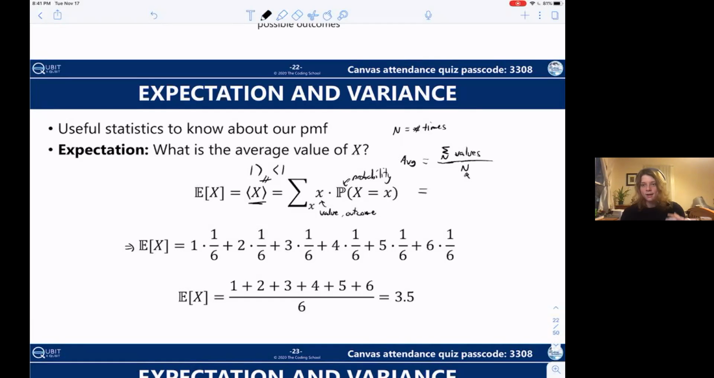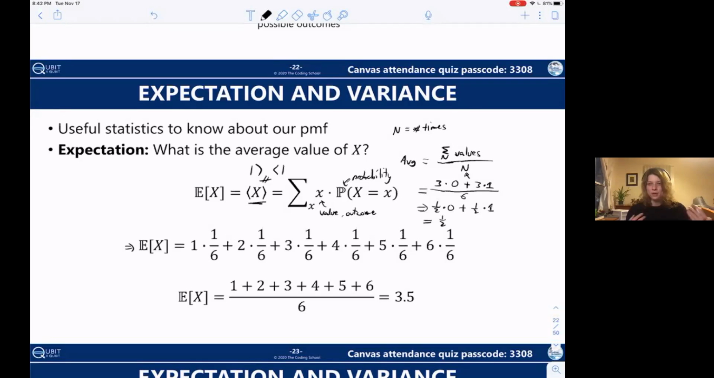If you threw a coin 6 times and you got heads 3 times and tails 3 times, we'd have 3 times heads, which we'll describe as 0, plus 3 times 1, which will be our tails, divided by 6. This is the same as having 1/2 probability that you got the 0 plus 1/2 probability you got the 1. That's exactly what we're doing with this expectation. We are generalizing the concept of the average value you got when you did something many, many times.